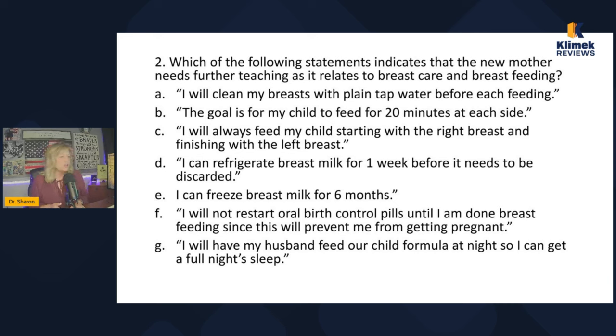So I'm looking for the false statements. False. Further teaching. False. I will clean my breast with plain tap water before each feeding. Well, there's nothing wrong with that. I don't know that I would necessarily teach them that, but it doesn't need further teaching. If she wants to clean her breast with plain tap water, have at it. No problem.